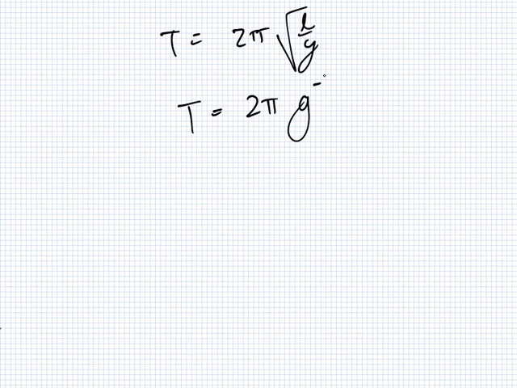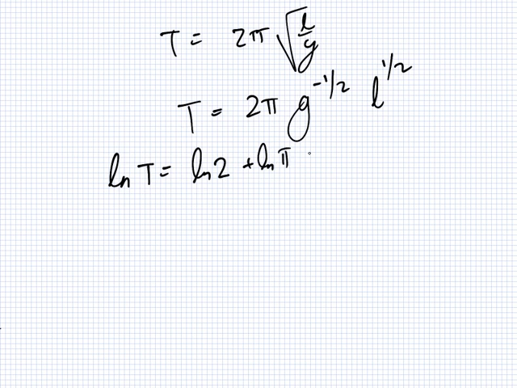So if I said t equals 2 pi root L over g, I think the first thing I'll do is change that into t equals 2 pi g to the minus a half L to the half. Now if I use logs, I'll get log t equals log 2 plus log pi minus a half log g plus a half log L.